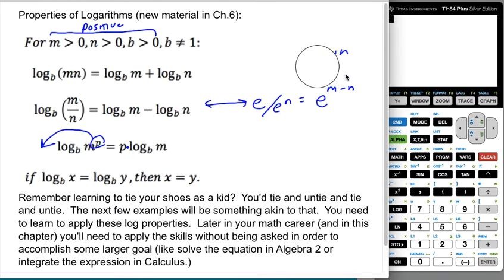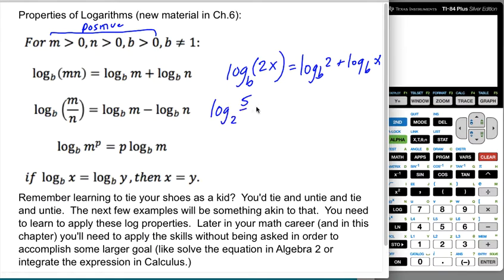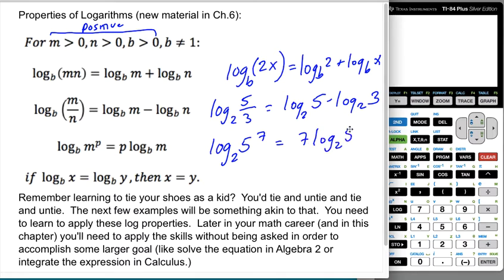Just to show you a quick example of what this would look like, and then we're going to do a bunch of examples. If I gave you the log base b of, let's say, 2x, you could change it to the log base b of 2 plus the log base b of x. If I gave you the log base 2 of 5/3, you could change that to the log base 2 of 5 minus the log base 2 of 3. You could split it apart. If I gave you the log base 2 of 5 to the 7th, you could drop the 7 down in front and make it 7 times the log base 2 of 5, okay?